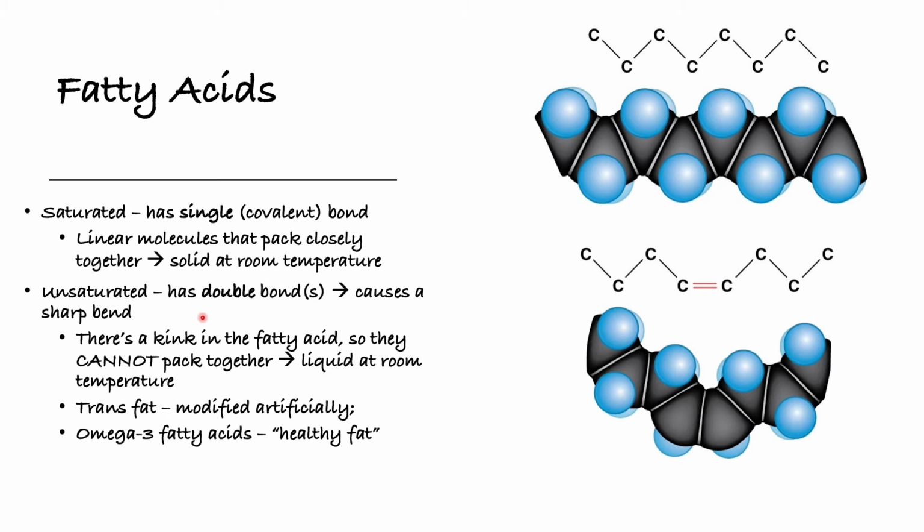With unsaturated, they're going to have double bonds, which you see right here. As a result of that double bond, you can see a kink right here. It causes a sharp bend. There's a kink in the fatty acid. So this is why they cannot pack so closely together, and therefore they are going to be liquid at room temperature. The other types of unsaturated fatty acid would be trans fat and omega-3 fatty acid. All right, so let me go on to acid.